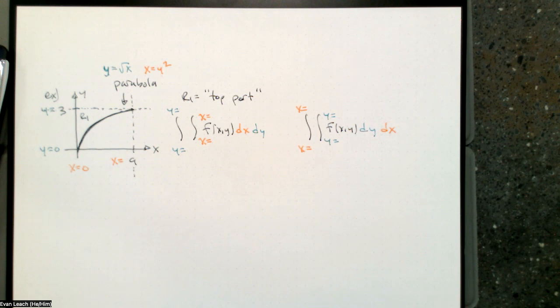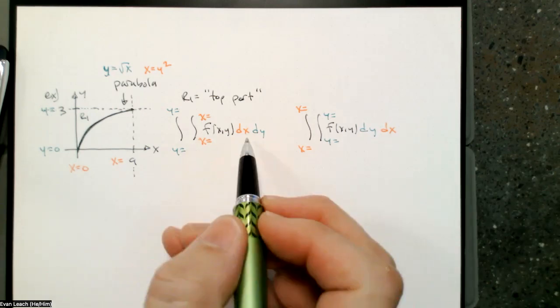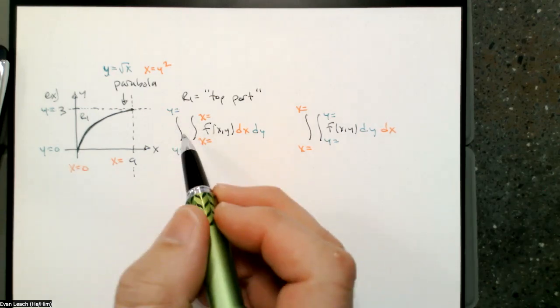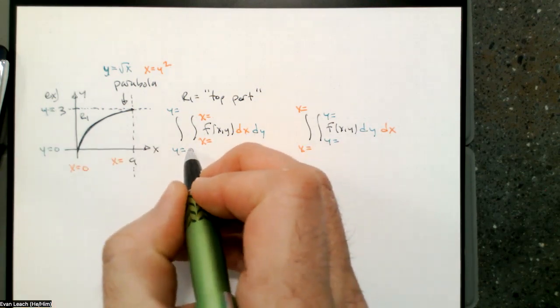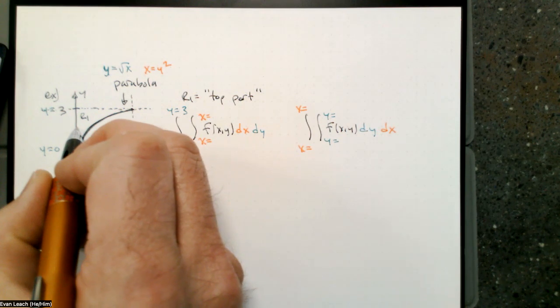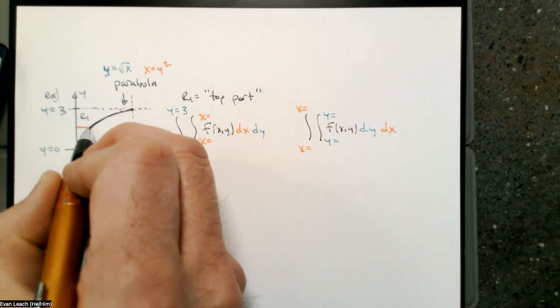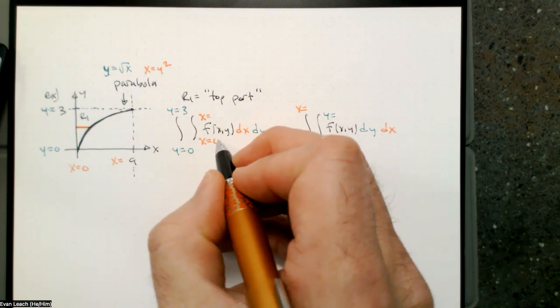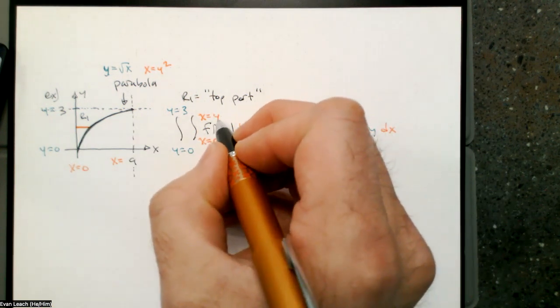Start with your last integral first when you're setting up your double integral, because it has to be constants, and the constants are easy to pull. So what's y between? As the last integral, y goes from 0 to 3. Then for a typical y value, I'm going to see where x starts and where x ends. So for a typical y value, x starts at 0 and ends at the parabola.